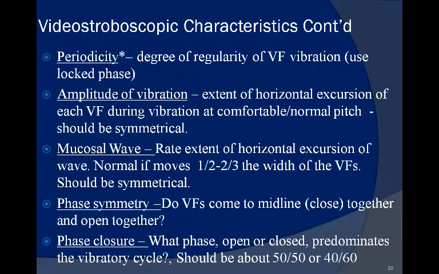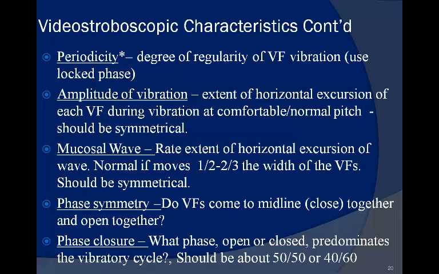It is particularly important to rate the normalcy and extent of the mucosal wave and amplitude of vibration. This is always rated during phonation at comfortable pitch and loudness. The reason for this is that high-pitched phonation results in thinner, stiffer vocal folds, and the mucosal wave and amplitude of vibration are normally less for high pitches than for comfortable pitches. The mucosal wave or traveling wave excursion is typically 35 to 60% of the total vocal fold width.